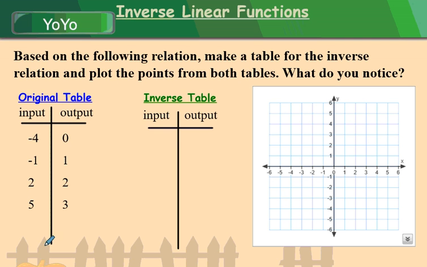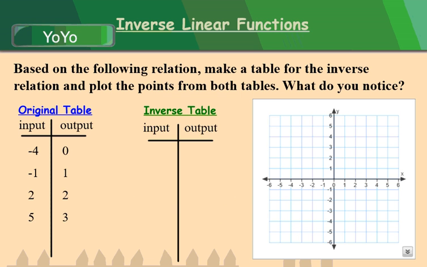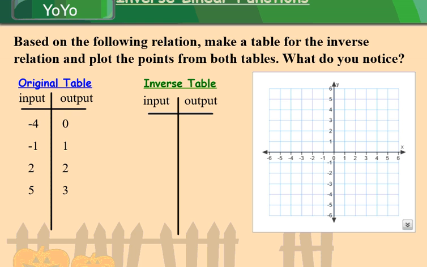So here's the original. Make the inverse table. When you're making the inverse table, use the definition of what an inverse function does. It's a function that switches the original inputs and outputs. So pause the video now. Give everyone a chance, maybe a minute and a half, to make the inverse table and then plot both the original table and the inverse table on the same graph. And I'm asking you, what do you notice? So pause, come back once everyone's had a chance to try.